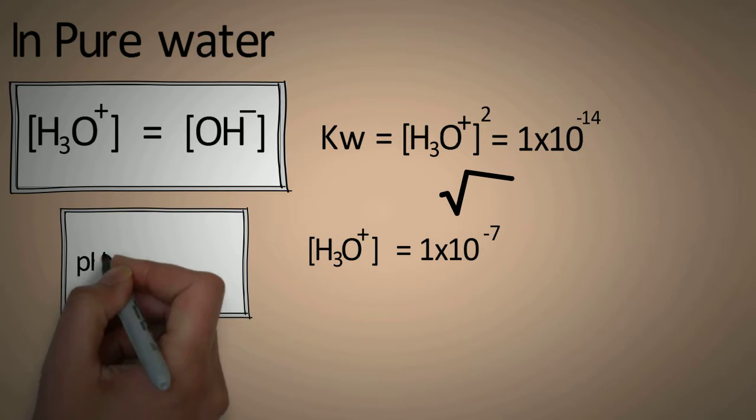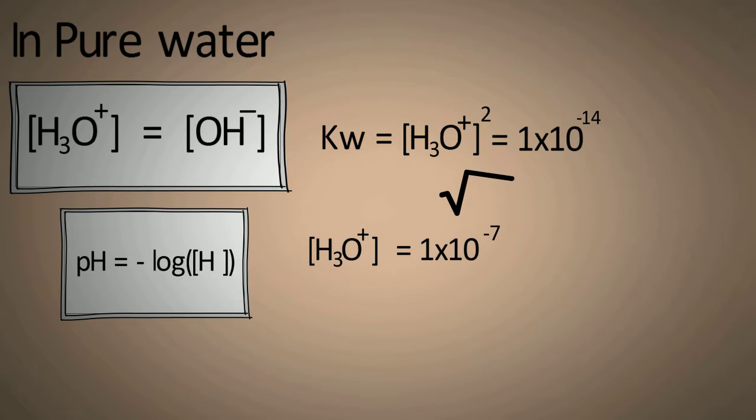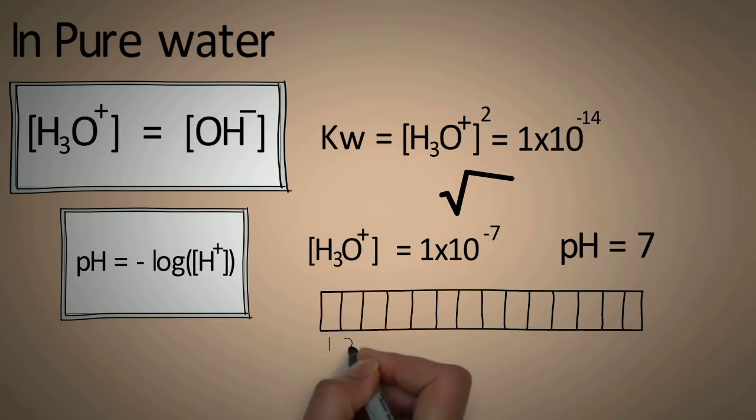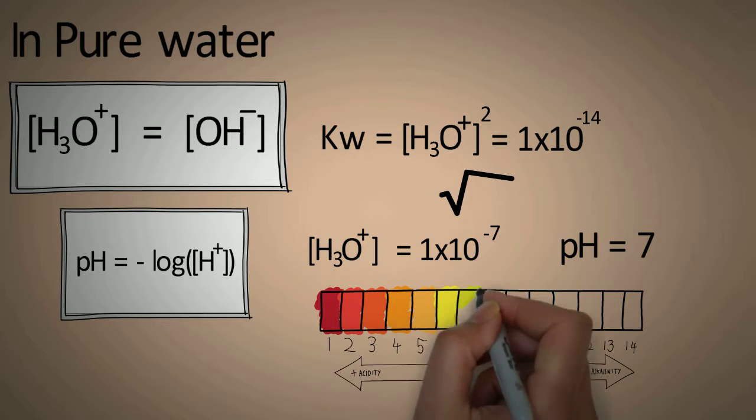With this, we can simply plug into the pH equation, and we get a pH of 7, which should be a very familiar number to you, as it's the pH number for neutral.